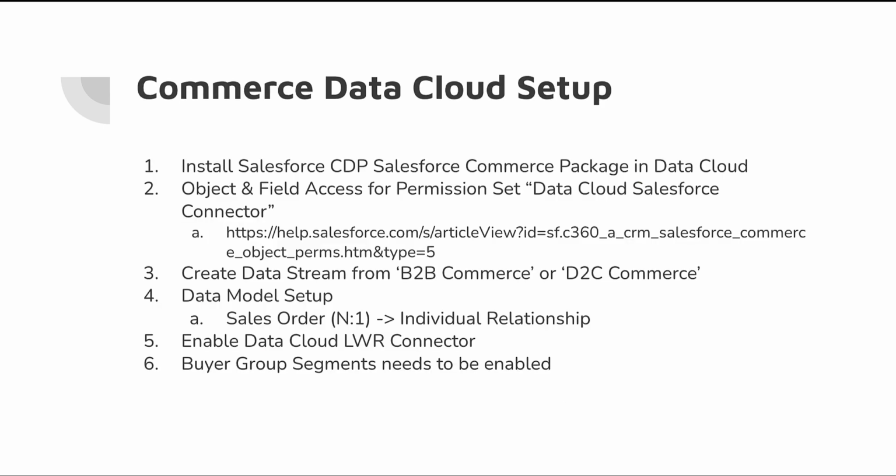And if we go back to this list, I've actually updated it because I forgot to put it in the initial version of this. But you can see that on line 5, it's enabling Data Cloud LWR connector. So there actually is a connector that will allow us to bring that type of data into our instance. So we're going to do that along with step 4 here, making this data model available at the individual level, and then we'll proceed from there.